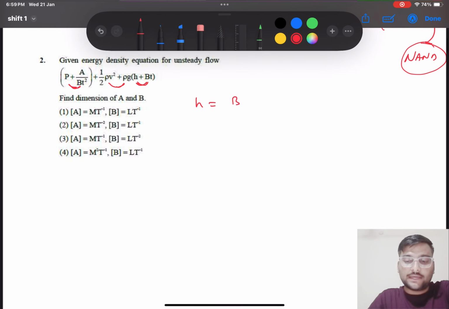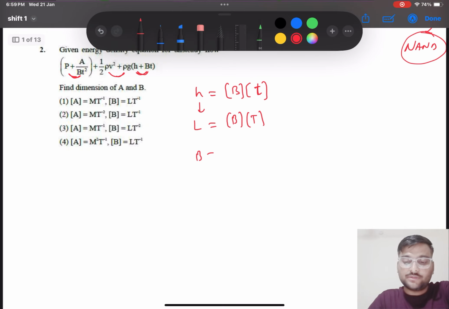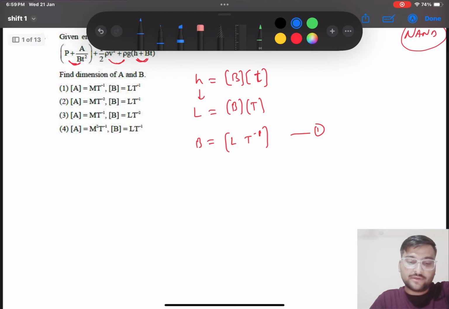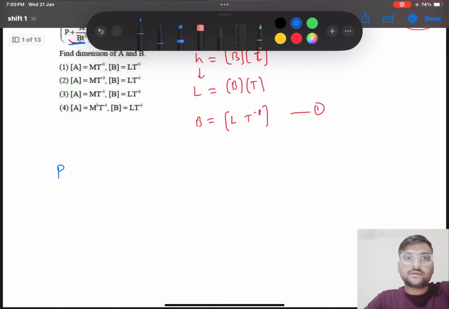Okay, and L is given to us, because h is a height having length L, b is a constant, and t is time here. So the dimension of b is L t power minus 1. This is the dimension of b. Okay, this is the first part. Now the second part, we are talking about the dimension of a here.